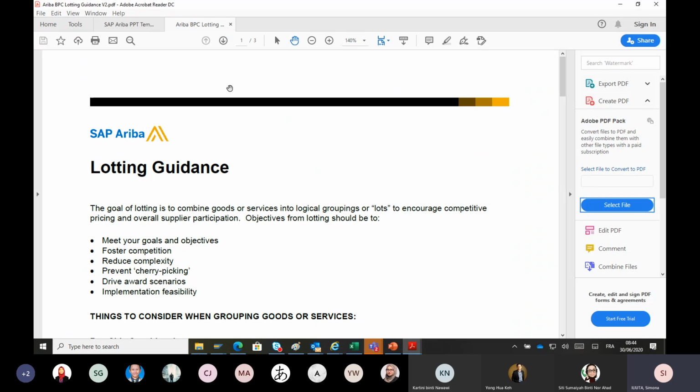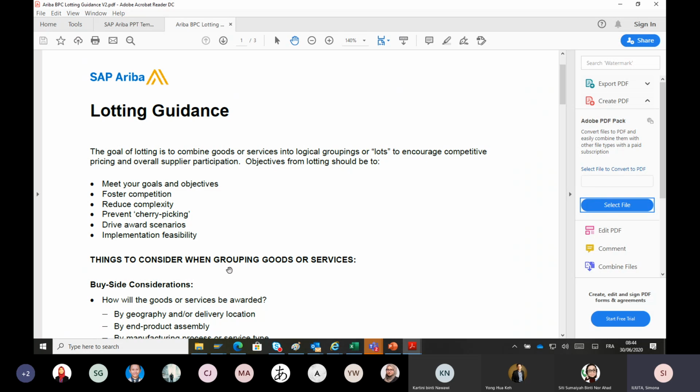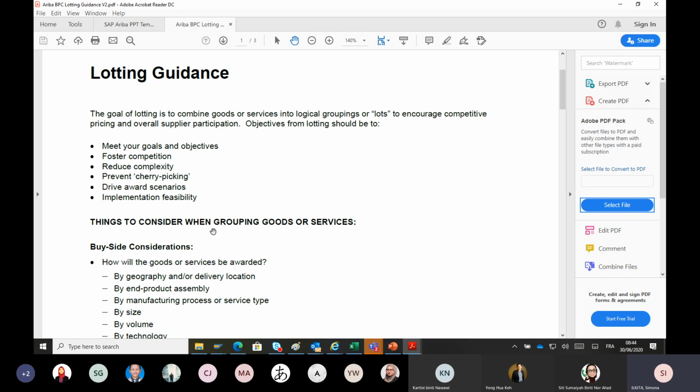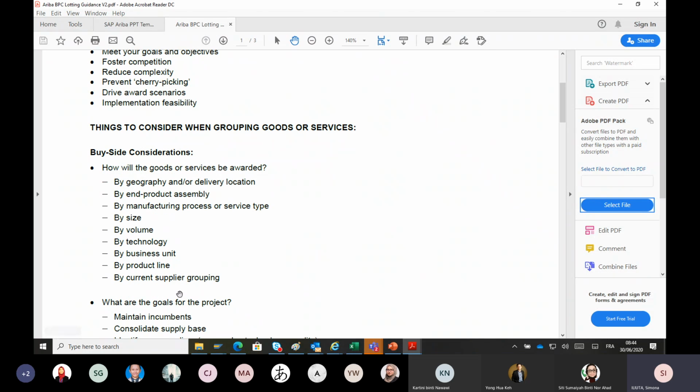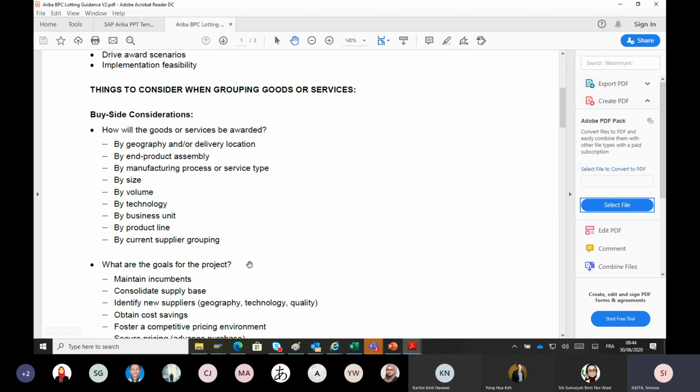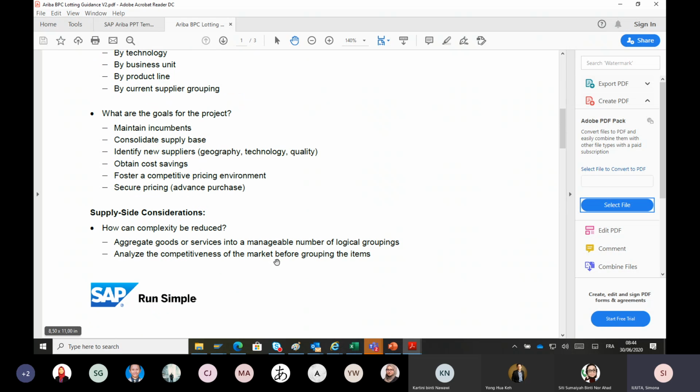Foster competition, so put in more competition, reduce complexity, prevent cherry picking, where I decide on this and I decide on that. Drive award scenarios or drive implementation scenarios. And we have some things that we consider you to read through when you want to do this lotting from the buyer side, but we also have things from the supplier side.